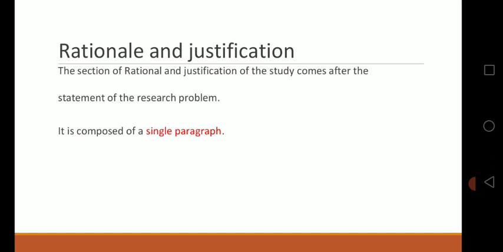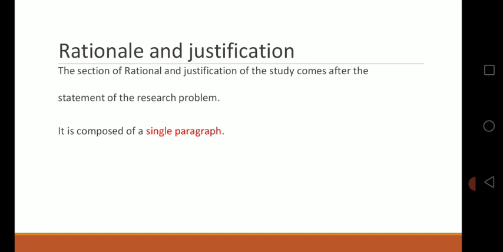In this section we compose it as a single paragraph, just like we did in the statement of the research problem. It is also a single paragraph like the previous section, but it is composed of many parts. The paragraph has many sentences, each sentence describing a specific part. Okay, so what do we write in the justification?